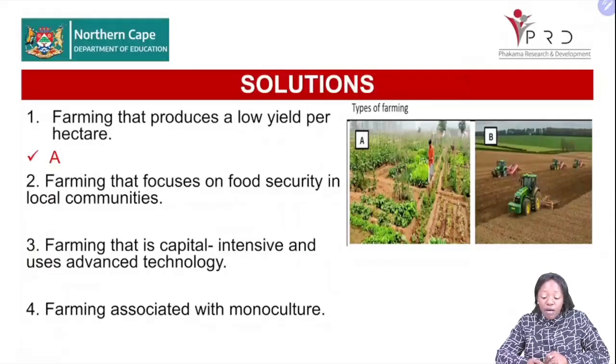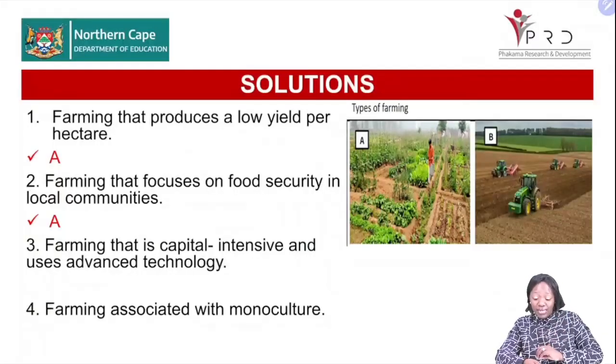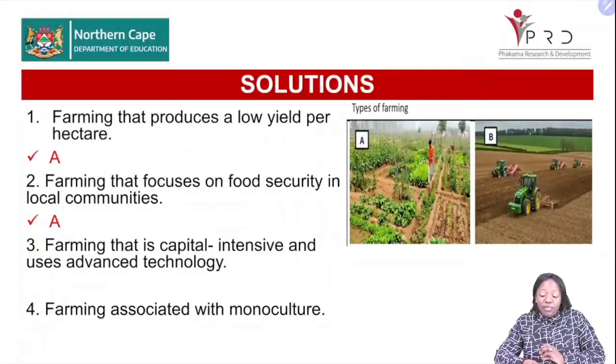Then secondly, farming that focuses on food security for local communities. Again, remember these people can only sell locally. So it's A. Then number 3, the farming that is capital intensive. Capital intensive means there is a lot of money that has been put in and it uses advanced technology. As you can see at B, they are using tractors, and that is advanced technology. Whereas at A, as you can see, the woman is doing everything manually.